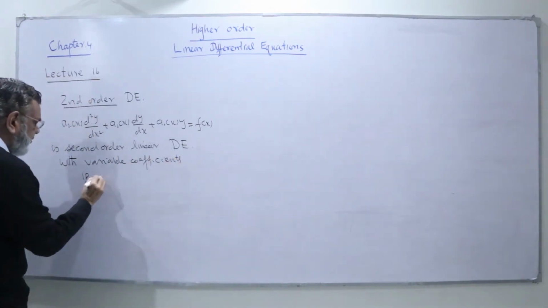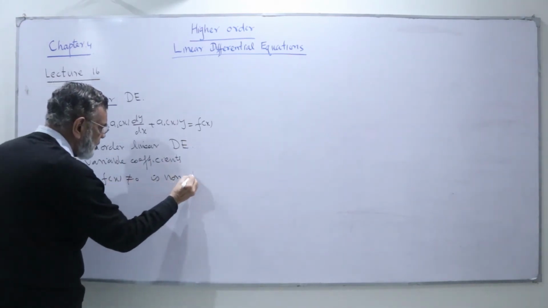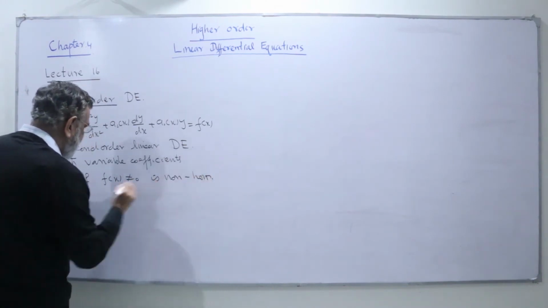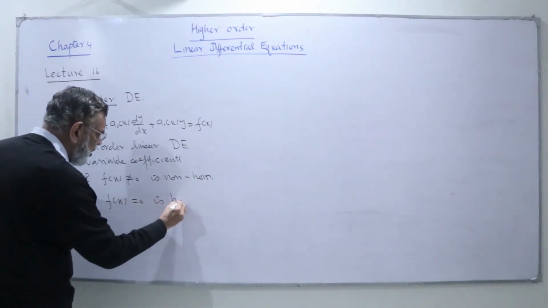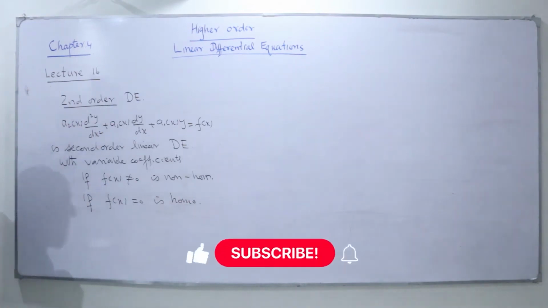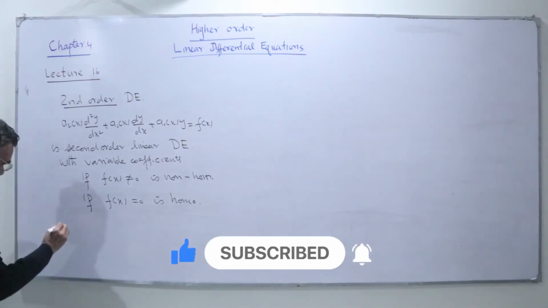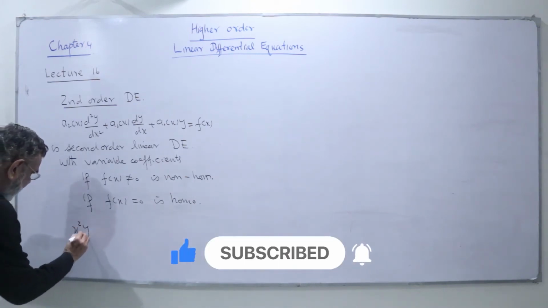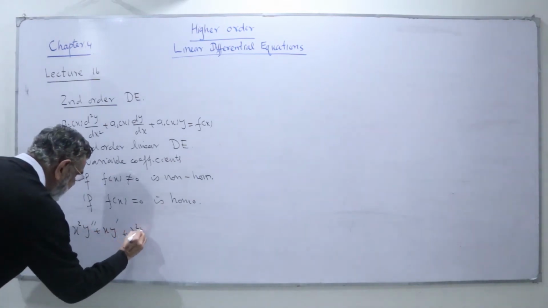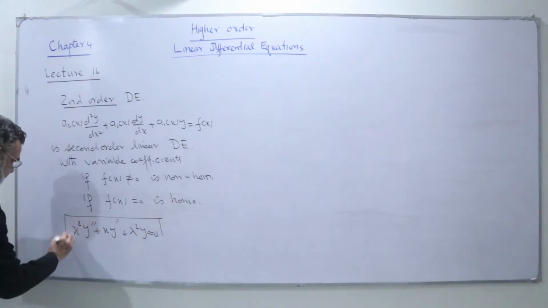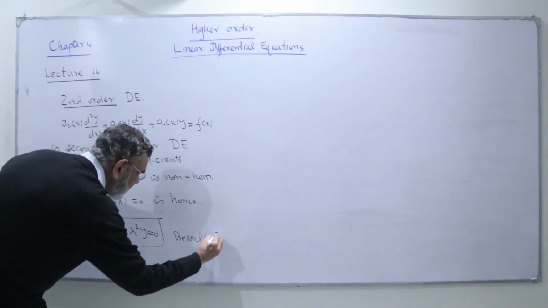If f(x) is not equal to 0, it is non-homogeneous, and if f(x) is equal to 0, it is homogeneous. An example I will give you: the Bessel equation. In the Bessel equation, we have x square y double dash plus xy dash plus lambda square y is equal to 0. This is an example of a second order linear differential equation.